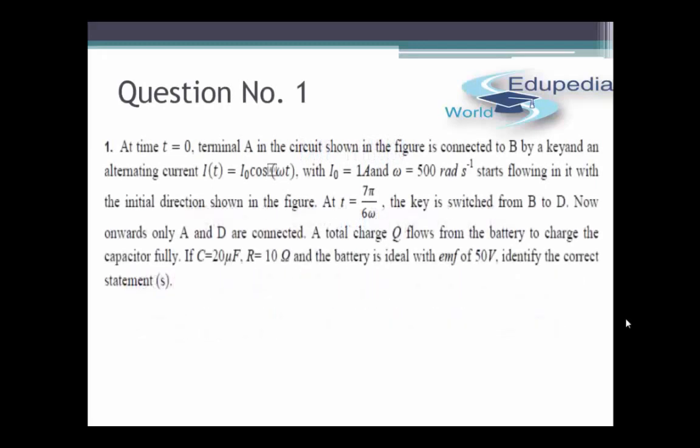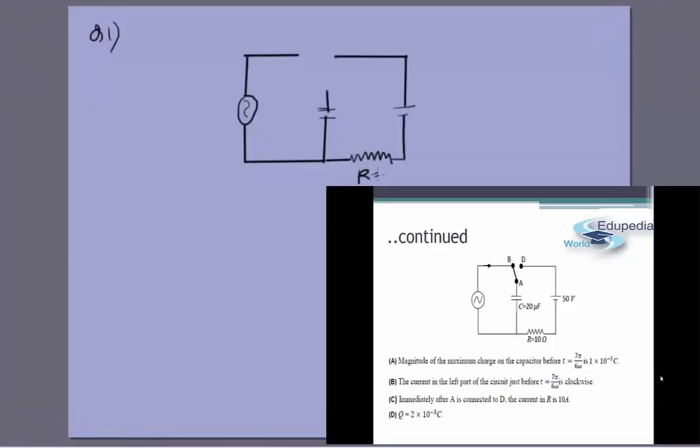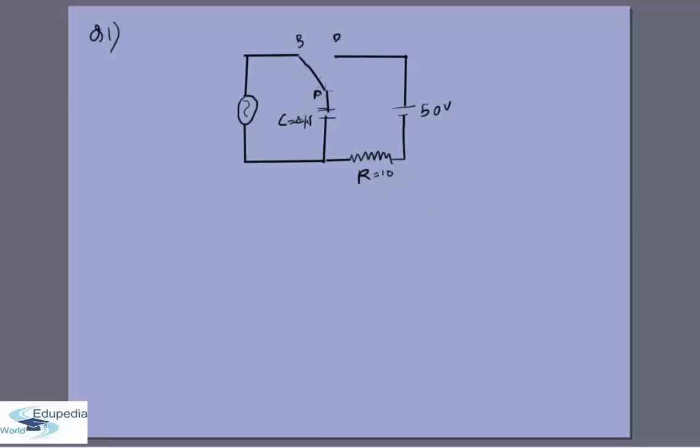The question 1 in this paper has a circuit with an alternating current. There is a resistance R equal to 10. The potential of this battery is 50 volts. C is 20 microfarad. And there are two switches here, A, B and D. So first we connect A and B, and then after a time t equal to 7 pi by 6 omega, we switch from B to D. That means after that A and D are connected. Right, and we have some options in which one or more than one is correct.